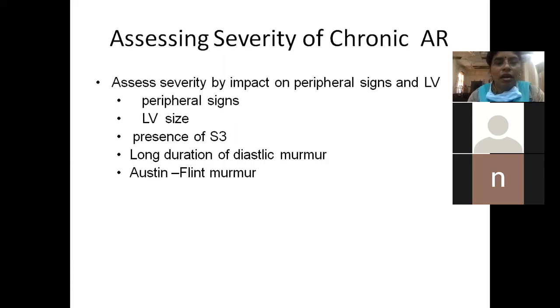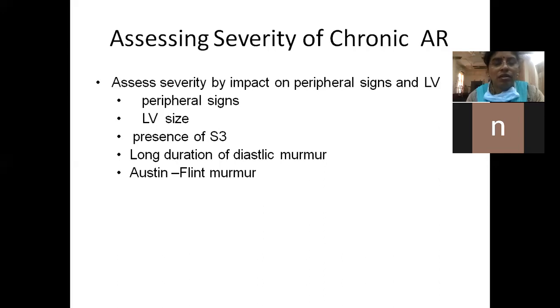Then investigations and management aspects we'll discuss in the next class. Already I told what investigations are required to diagnose a patient with valvular disease: chest X-ray, ECG, and 2D echo. Depending on these investigations, we will see how to assess the severity of the disease and what the management plan is, medical or surgical. What surgeries, depending upon the defect, whether it's the valve or the root, we'll discuss in the next class.